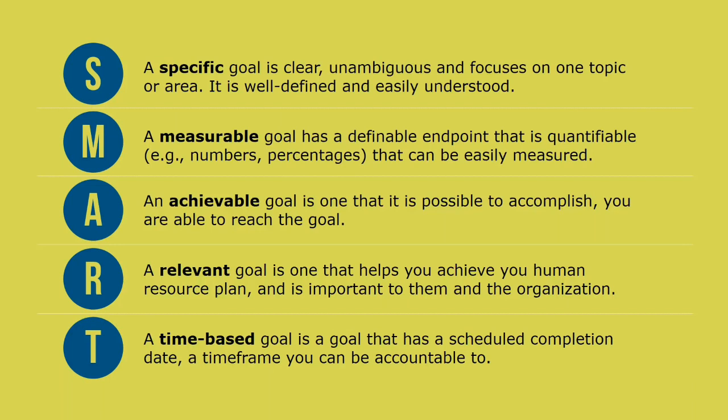Specific. A specific goal is clear, unambiguous, and focuses on one topic or area. It can be communicated to others without confusion because it's well defined and easily understood. Measurable. A measurable goal has a definitive endpoint and is quantifiable through numbers or percentages that can be easily measured. Achievable. An achievable goal is a goal that's possible to accomplish. Relevant. A relevant goal is one that helps you achieve your human resource plan, and it's important to them and the organization. And finally, time-based. A time-based goal is one that has a scheduled completion date.